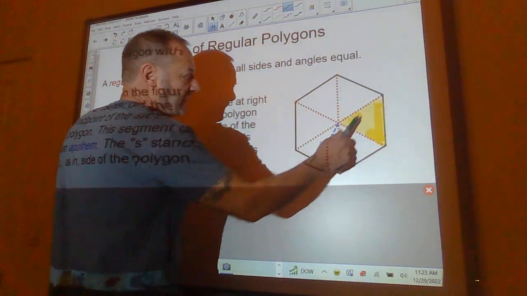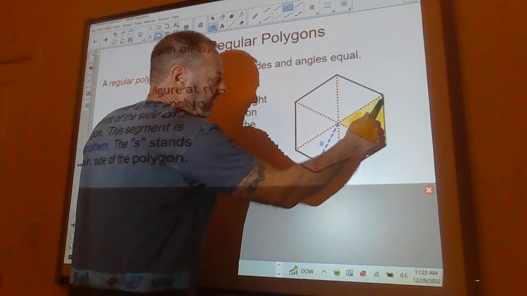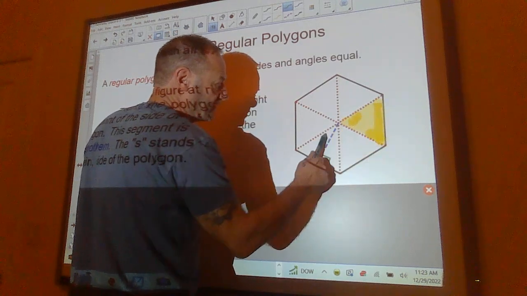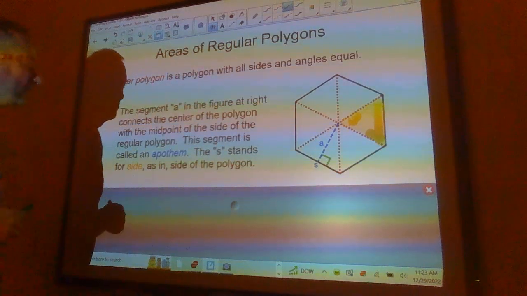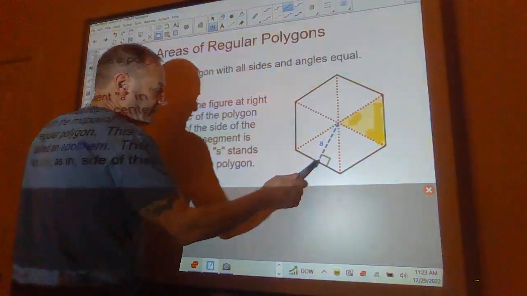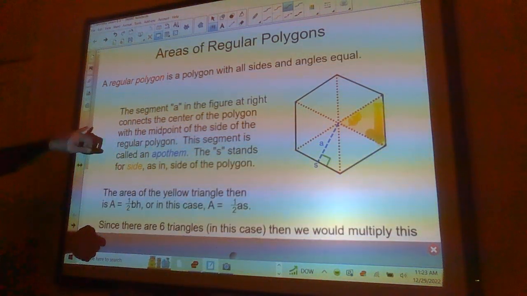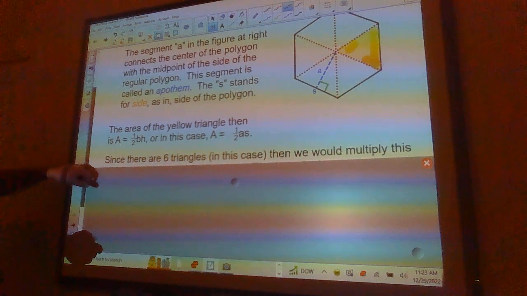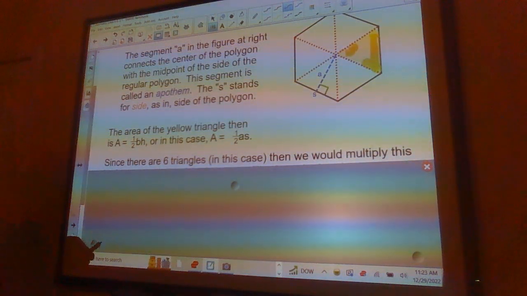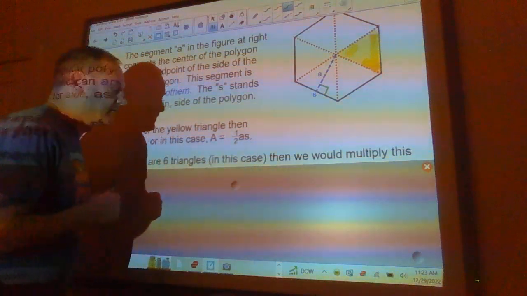So I can find the area of this triangle right here using half of the base, which is S, times the height, which is A. You need to know this is called the apothem right here, and this is called the side. All right, so the area of the yellow triangle is half the base times the height, or in this case, half of A times S.